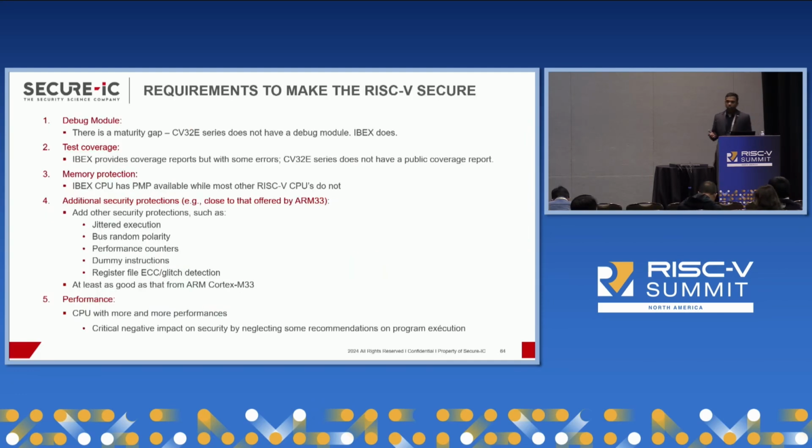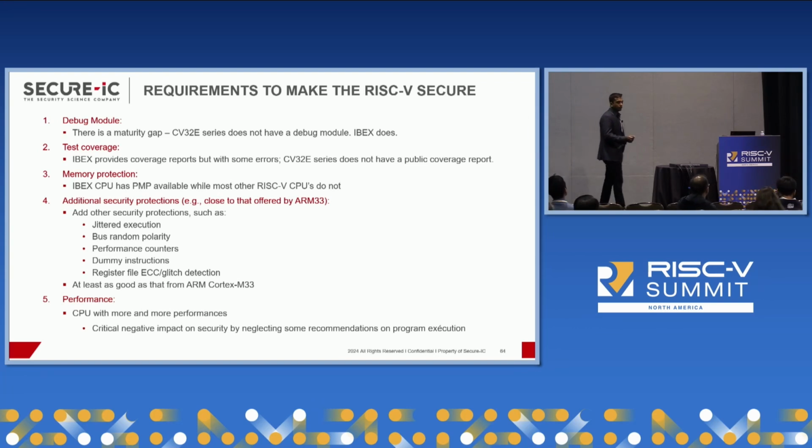And how do you make it secure? So we have a few pointers here in order to make it secure. One of the most important things is to be diligent in choosing the right RISC-V variant. For example, debug mode, test coverage, memory protection. These are available in the IBEX CPU, whereas these are not available in the CV32E series. So choosing the right core is important for debuggability, for having good coverage, as well as for memory protection.